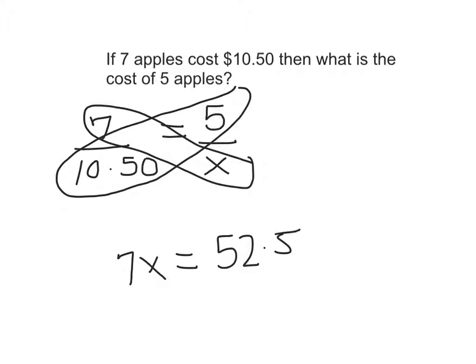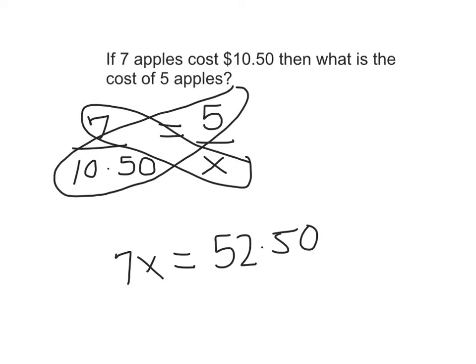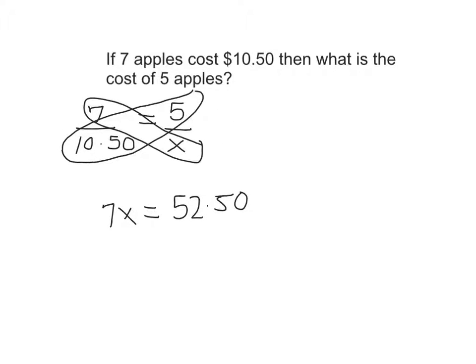52.50. Now to solve for X, I want to isolate the variable, so that means I'm going to divide both sides by 7. I'm going to divide this side by 7 and this side by 7, and so I'm going to do out the math here.